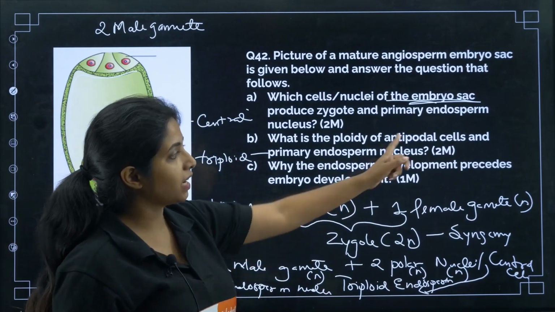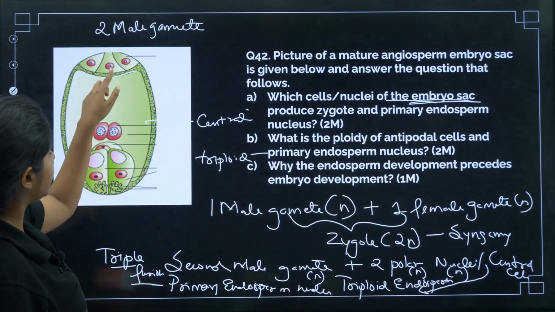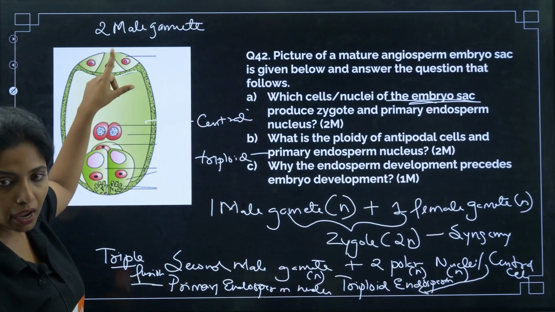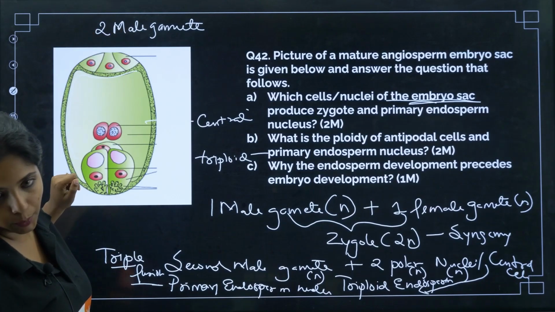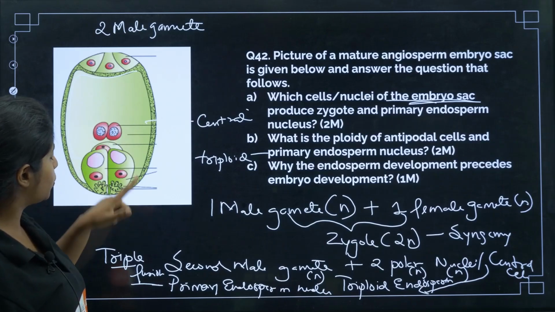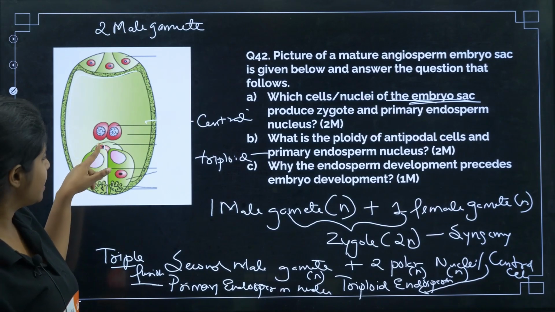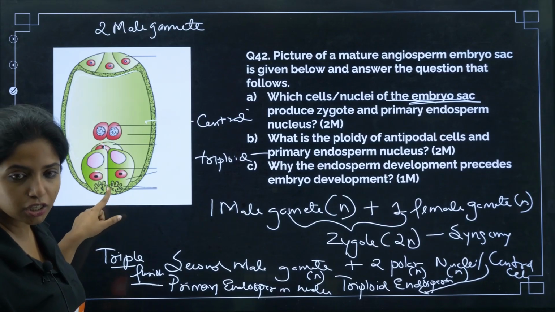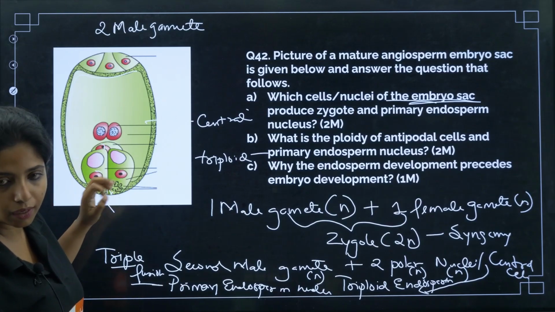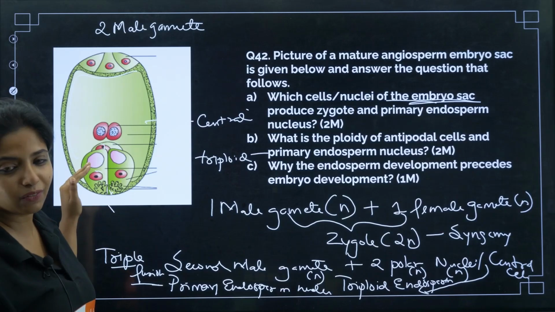Okay. What about antipodal cells? So, this is the egg cell. The egg cell has two best friends, synergids, which will be helping the male gamete to come over here. Now, this is the central cell having the two polar nuclei. Sorry, this is the egg cell. These are the two synergids. This is the filiform apparatus through which the male gamete will be coming in.